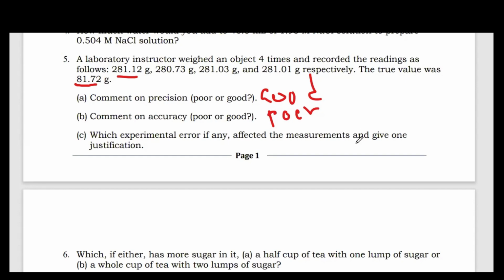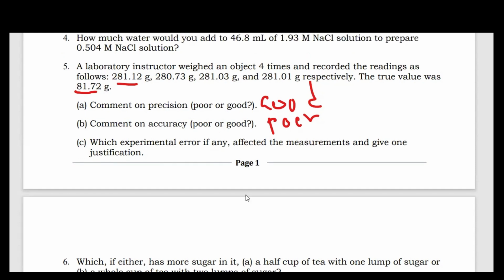So which error there affected the results? I can say systematic error. Why are you saying systematic error? Because they are in the same direction. Yes, okay. So the deviation from the true value is in the same direction there. You can see that all the values that are deviated from the true value are above. So meaning the direction there is the same.